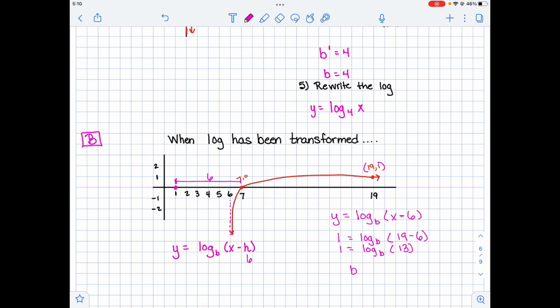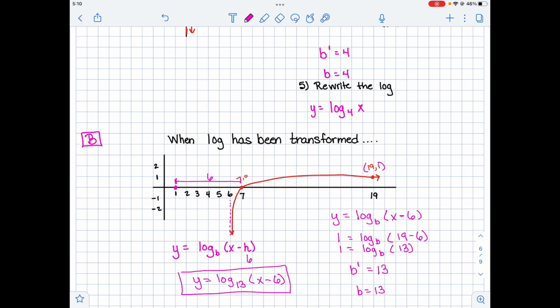And then we're going to do the round the world. So b to the 1 equals 13. Pretty evident now that b is equal to 13. And now we're going to rewrite our equation. So we have y equals log base 13 of x minus 6. And that would graph the graph above. So that's the equation that matches.